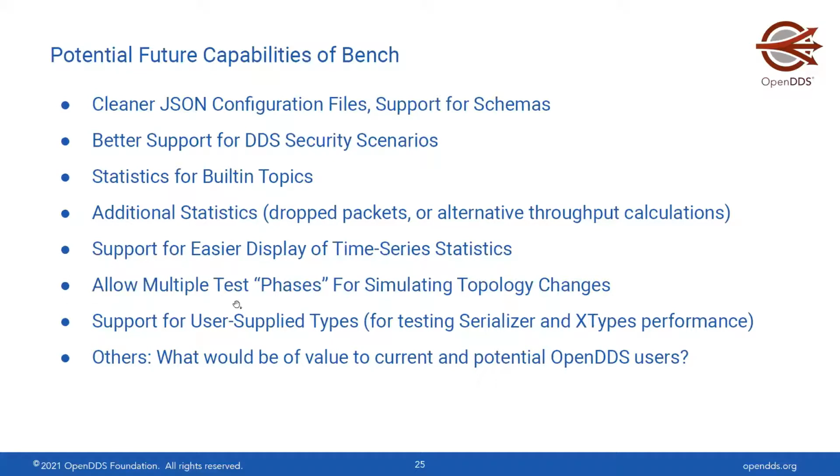And also allowing for multiple test phases, and that might be helpful for simulating topology changes. So right now, all of the DDS entities are created at the same time at the start, and destroyed at the same time in our tests. And there are ways around that, but it might be helpful, especially for collecting statistics over the different phases, if Bench had direct support for user-defined test phases and being able to segment statistics based on those phases.